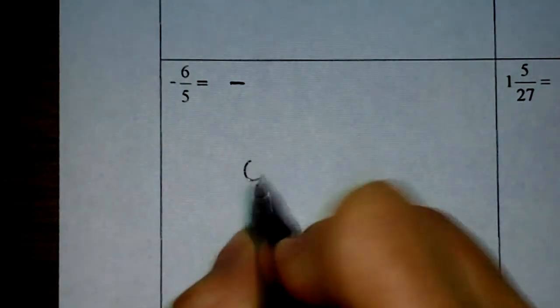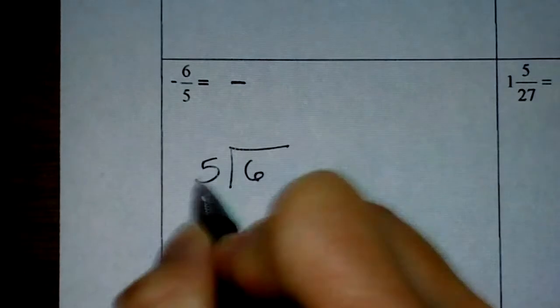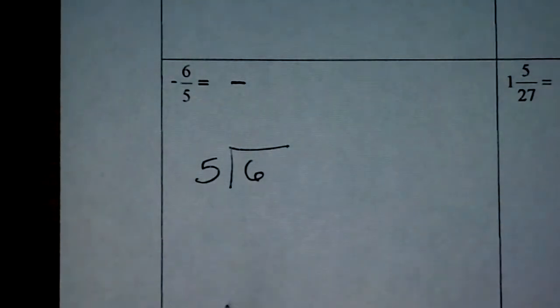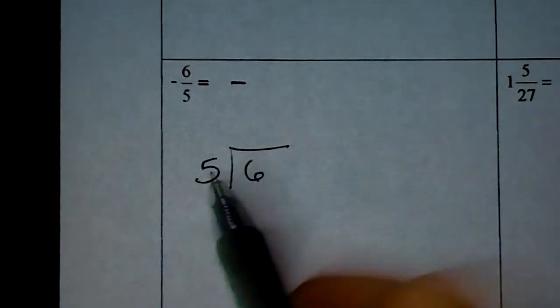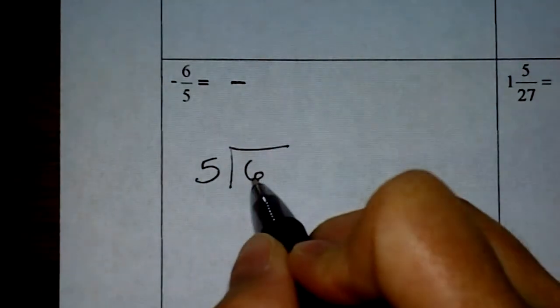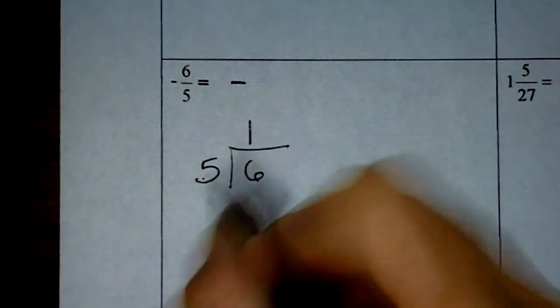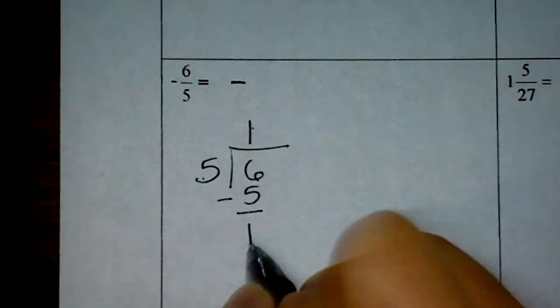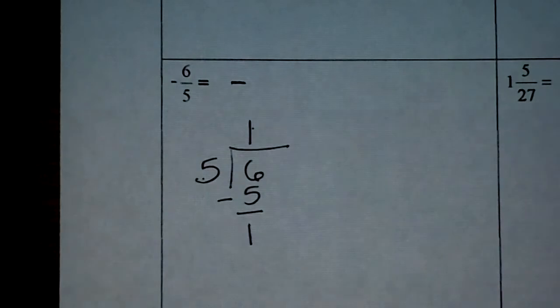So that means that the 6 is on the inside, the 5 is on the outside. This shows that the 6 is what's being divided by the 5. So top goes inside, bottom goes outside. 5 does go into 6. It goes into 6 once. And 5 times 1 is 5, and we subtract, and 6 minus 5 is 1. I have a remainder, so that means we're not done.